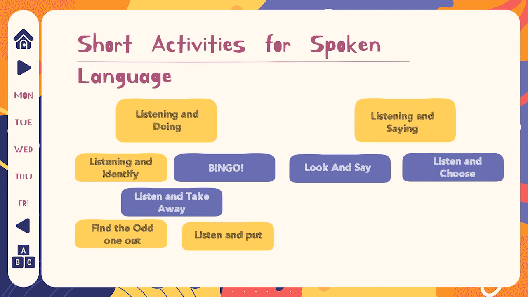And number 3, listen and sort. The teacher names some animals and pupils pick out their pictures. They then have to describe the group that they have. For example, dangerous animals.